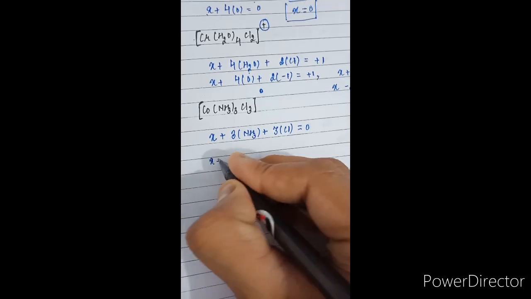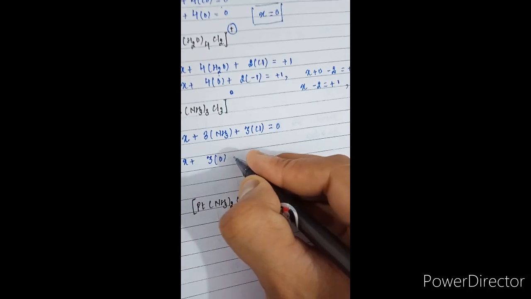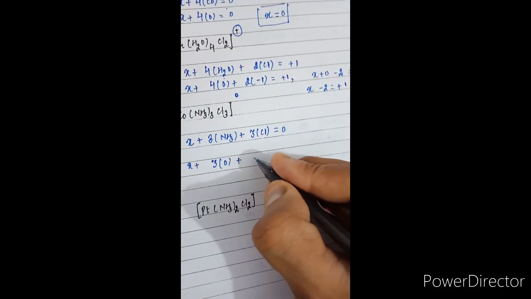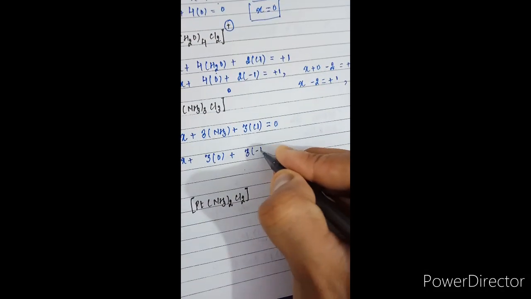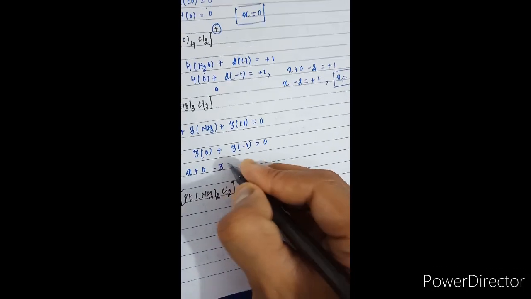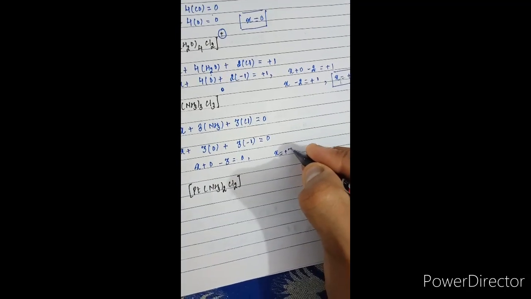Now X plus 3, for the ammonia the charge will be 0. Ammonia is a molecule, and a molecule is always a neutral species. And 3 Cl, charge minus 1 each, equals 0. Now X plus 0 minus 3 equals 0. So X will be plus 3.